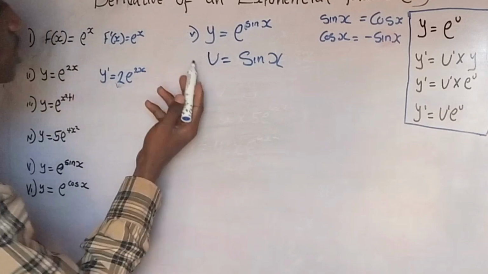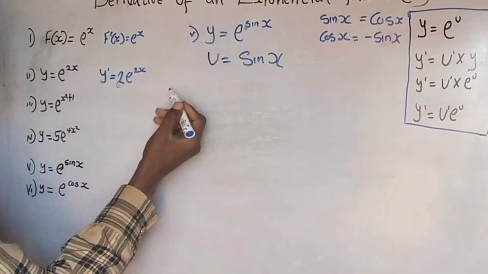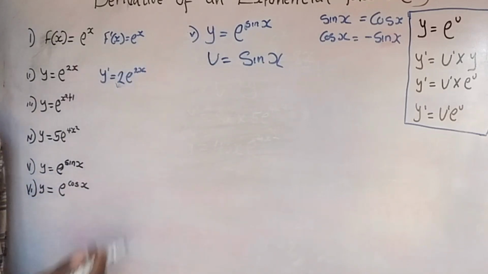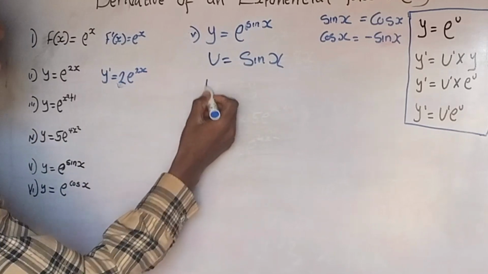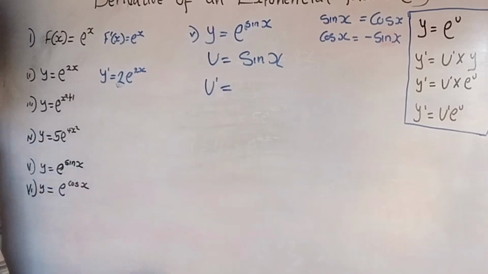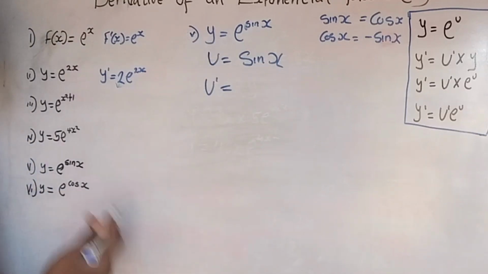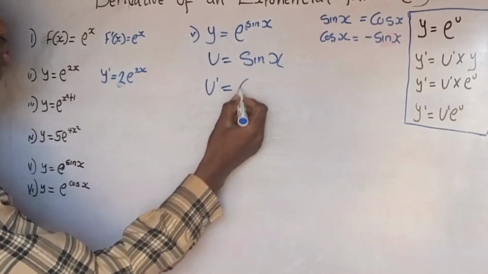So in that case, let's come back to our question. We have y is equal to e raised to the power of sine x. The first step is to set u as the power to which the e is raised, which is Euler's constant. So u is equal to sine x. Then take the derivative of u. Don't forget, in differential calculus, when you differentiate sine x, you are going to get cos x. So the derivative of sine x is equal to cos x.